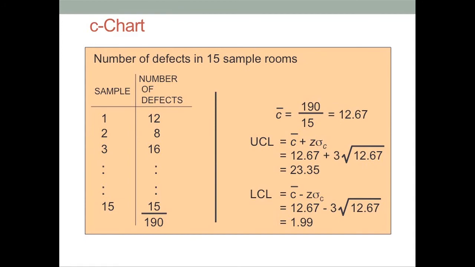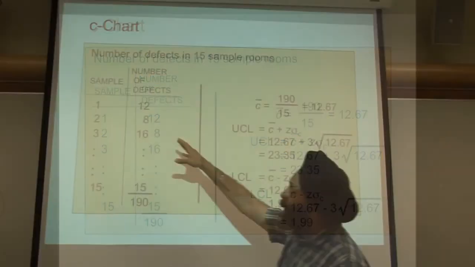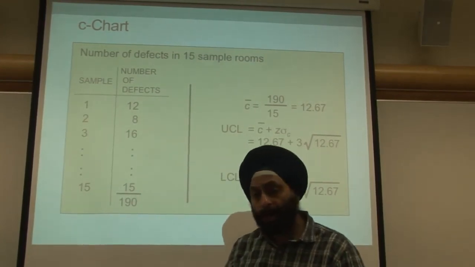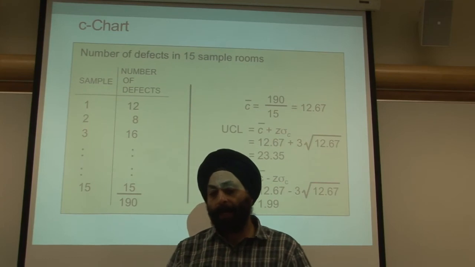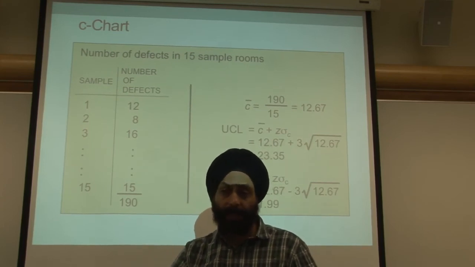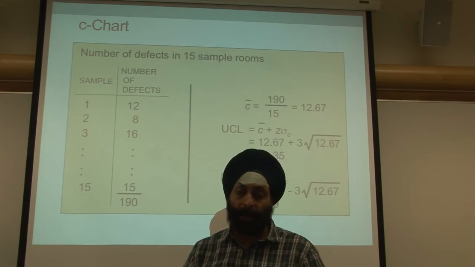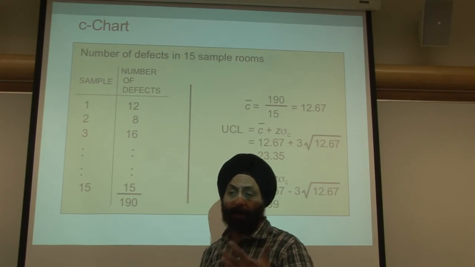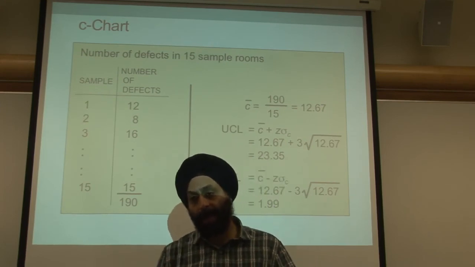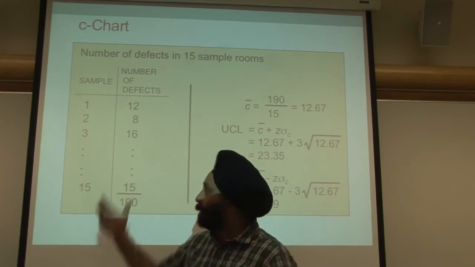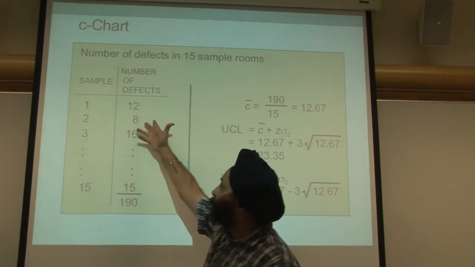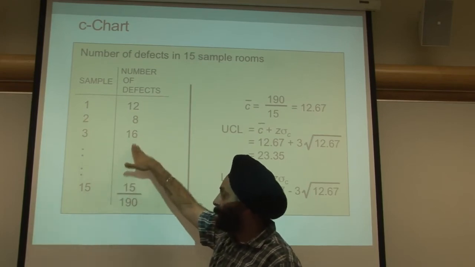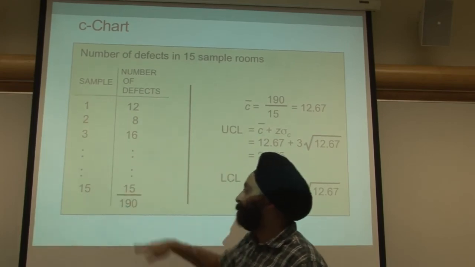You have the number of defects in 15 sample rooms. So if you were to think of a hotel where after the maids clean up the room, an inspector may go in each room that has been cleaned and identify if there was something that was not done correctly in terms of cleaning of the room. So in the first room, they identified 12 defects. In the second room, they identified 8 defects. Third room, 16, and so on and so forth. On the 15th room, they identified 15 defects.